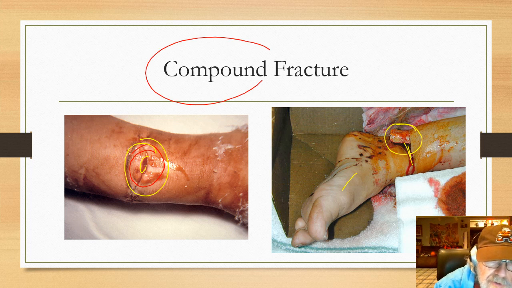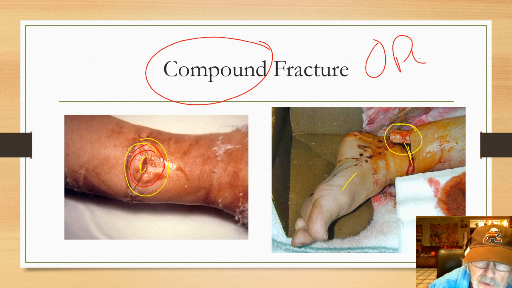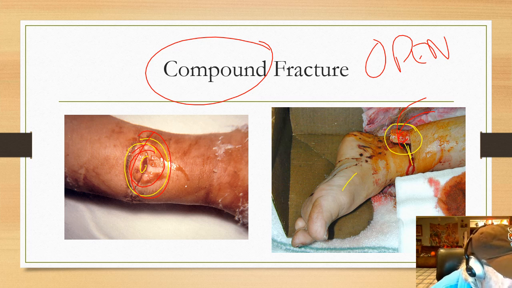And a compound fracture, or an open fracture, means that there's an opening to the outside. The problem with these is now bacteria can get inside there, and these have a higher association with infection because the bacteria get in there and start to grow to create infection around the bone.